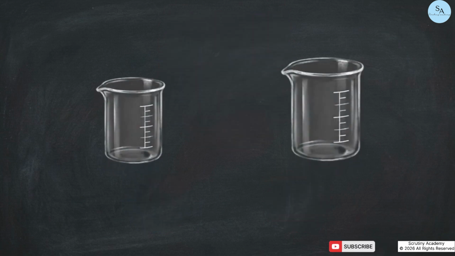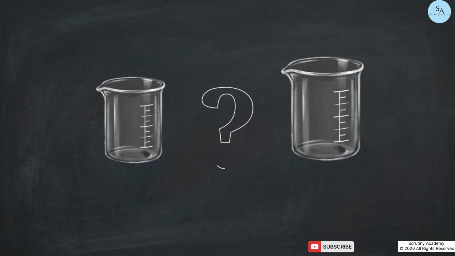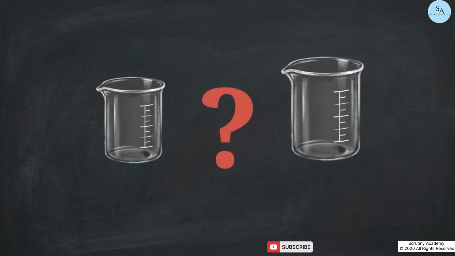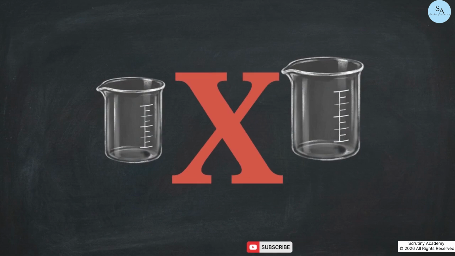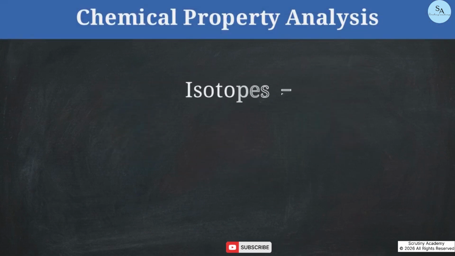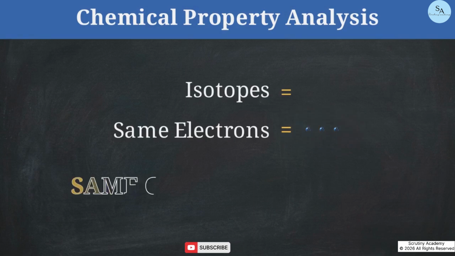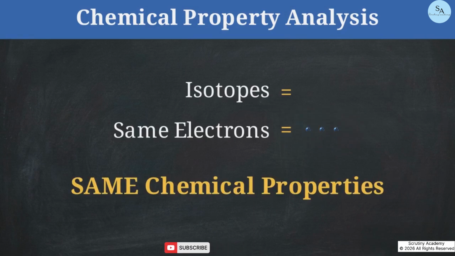A common misconception arises when comparing how these isotopes react. Because their masses are different, it is often assumed their chemical behavior must also change. In reality, chemical properties are determined by electrons, not mass. Since isotopes of an element have the same number of protons and electrons, they react identically. The difference in neutrons has almost no effect on chemical behavior.